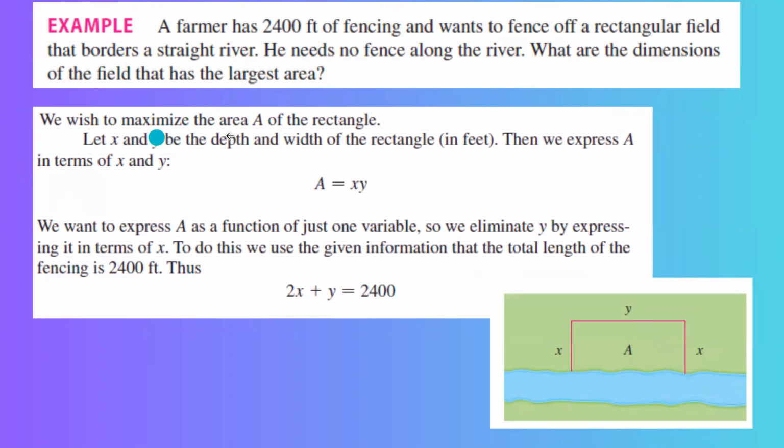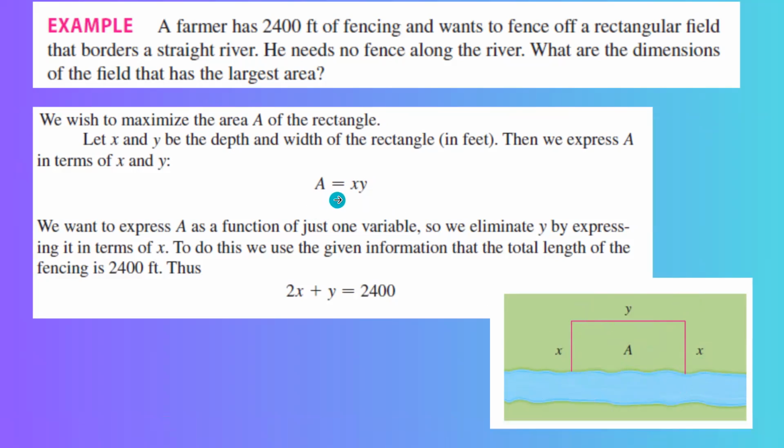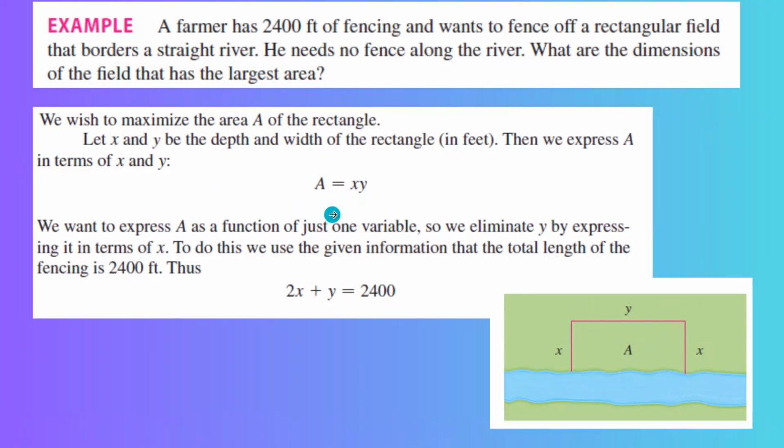Our goal is to maximize the area A of a rectangular shape. So remember that the object can be illustrated this way. You have the river, X, and Y is the other side. And this is what you're trying to maximize, the area here. But the formula for area has nothing to do with the missing side here. As long as you have X and Y, A is going to be the multiplication of X and Y.